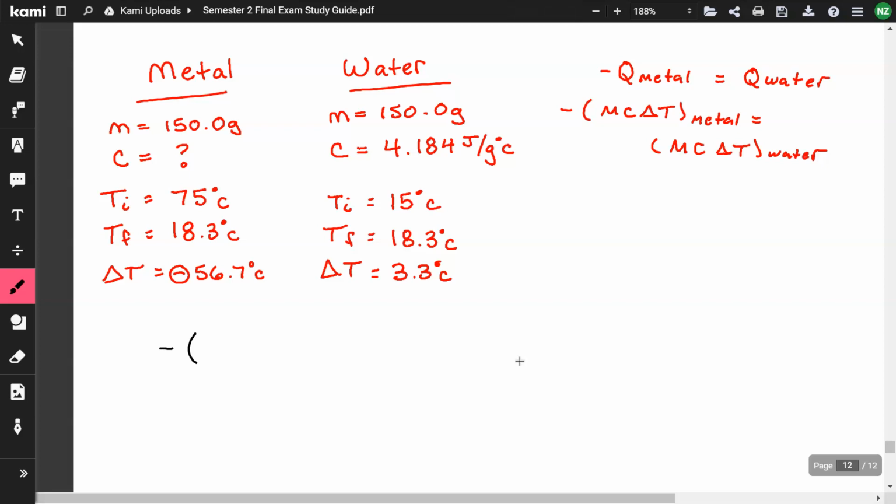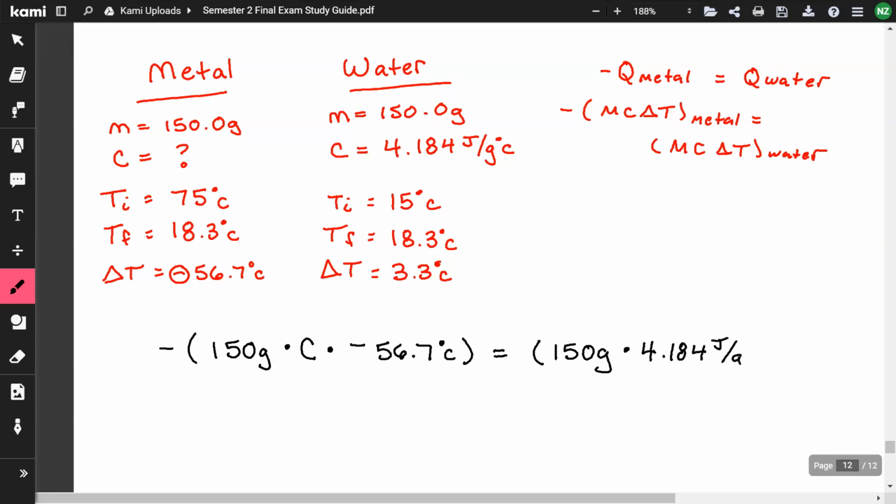So the mass of the metal was 150 grams. We don't know what the specific heat was. And then the change in temperature was negative 56.7. I set that equal to the right side. The mass of our water was 150 grams. The specific heat of our water, 4.184. And then the change in temperature of our water was 3.3 degrees Celsius.